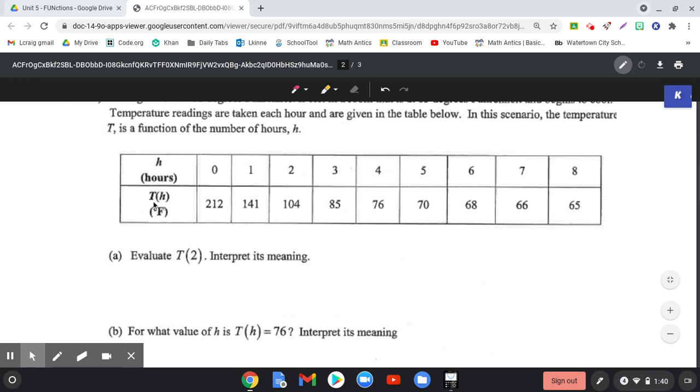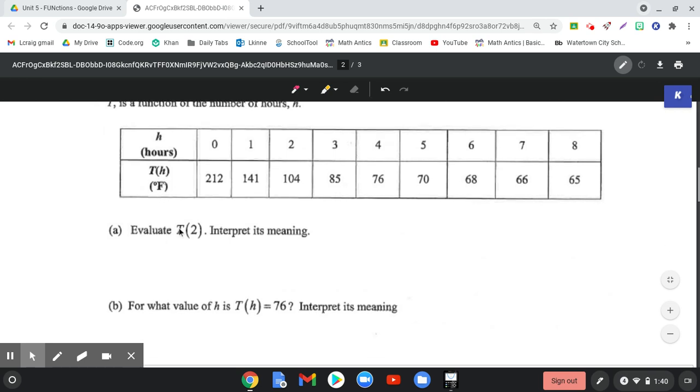The temperature is based on how many hours. So this says to evaluate t of 2 and interpret. So we have two things to do. So t of 2, we'll figure that out first. So just find 2, because remember that letter inside is h. So if h is 2, what's the temperature? It's just a funny way of asking it.